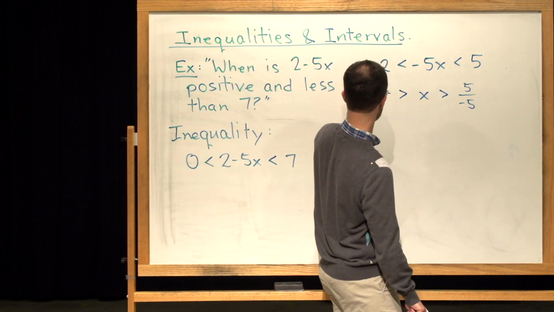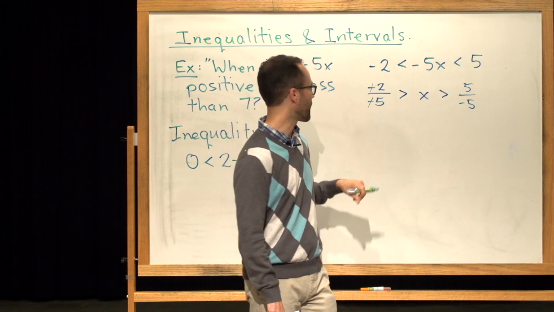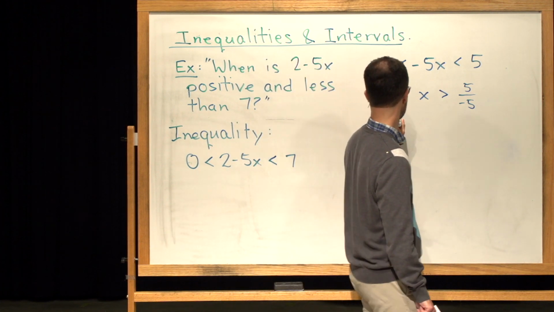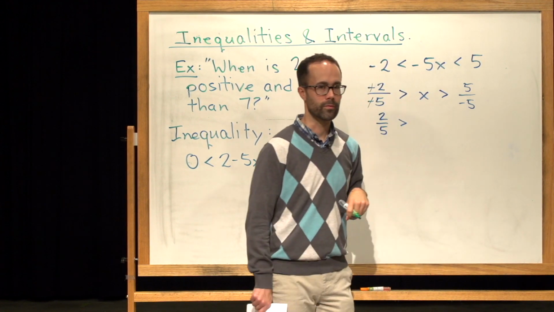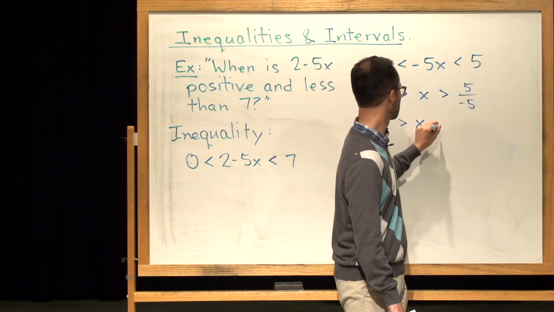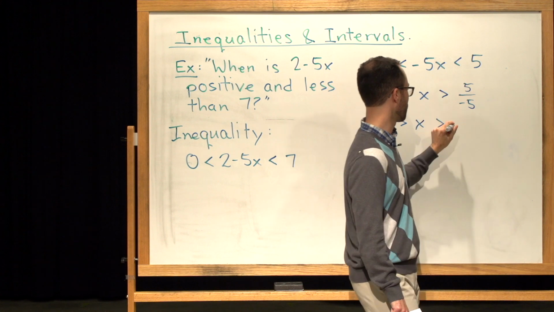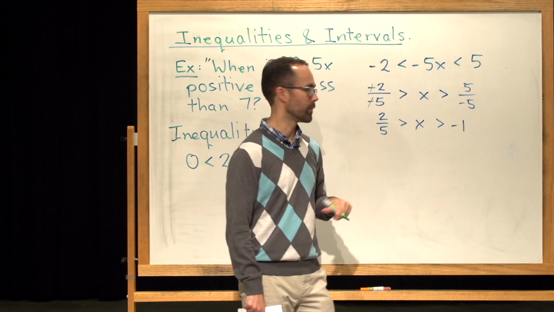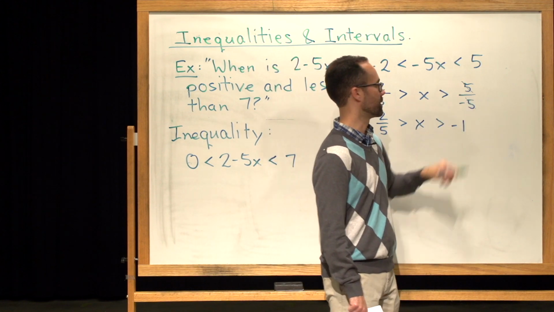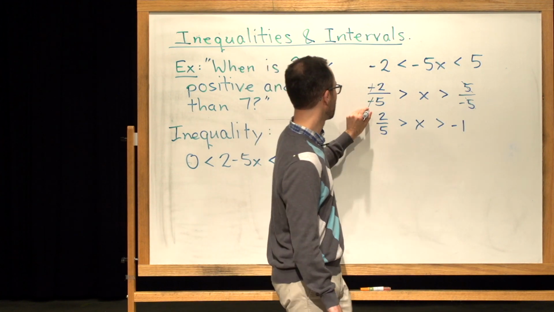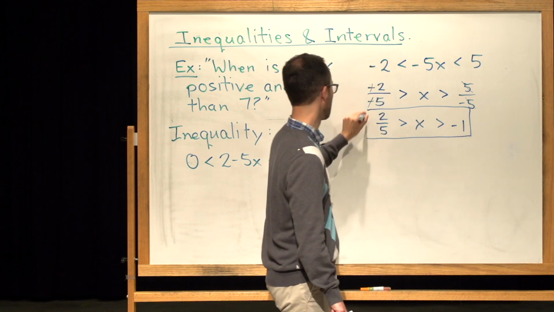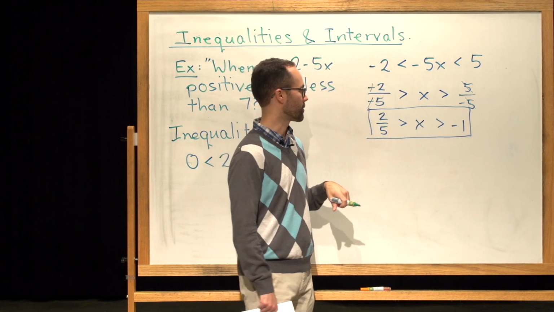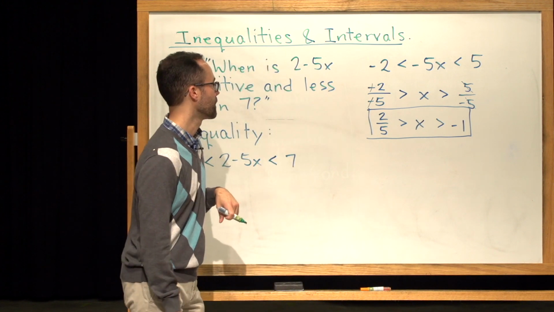So the negatives on top and bottom on the left will cancel. So I'll have a 2 over a 5. 2/5 then will be greater than x. x will be greater on the other end, greater than negative 1. The 5s would cancel. The negative is all that's left. So the answer in inequality form is right here: 2/5 is greater than x, which is greater than negative 1.